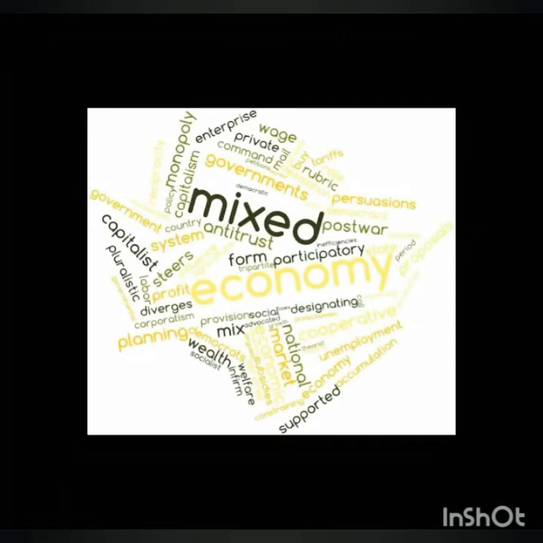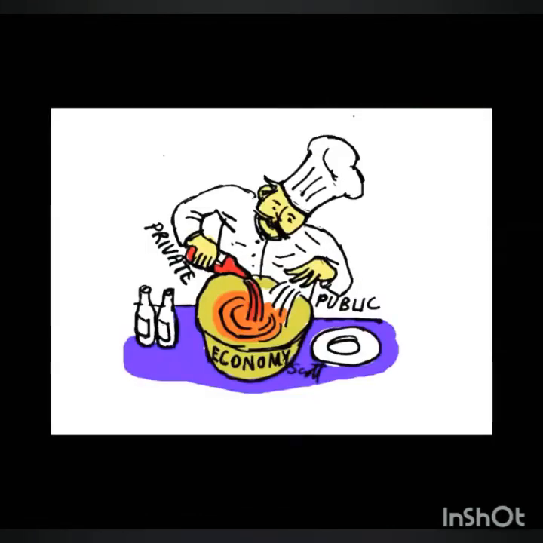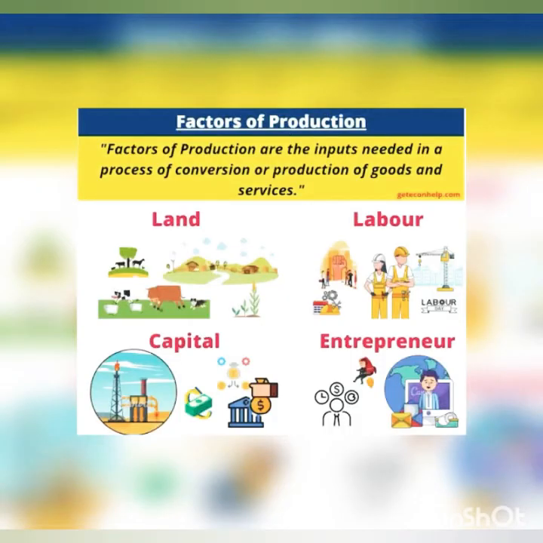And you know, the Indian economy is a mixed economy, which means the private and public sectors exist together and ensure the development of the Indian economy. Coming to the point, factors of production. Where there is production, a process of transformation takes place. The inputs are converted into the output.